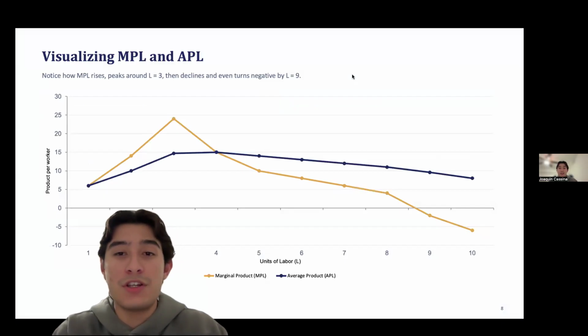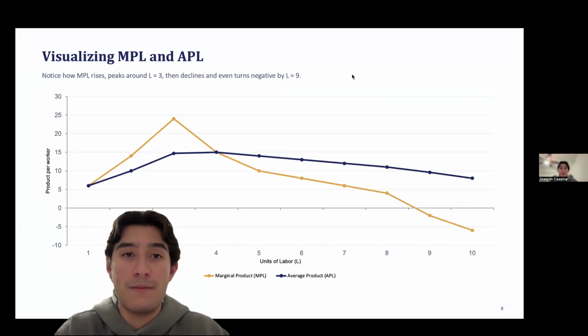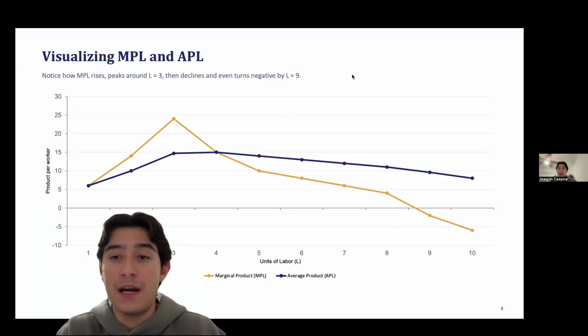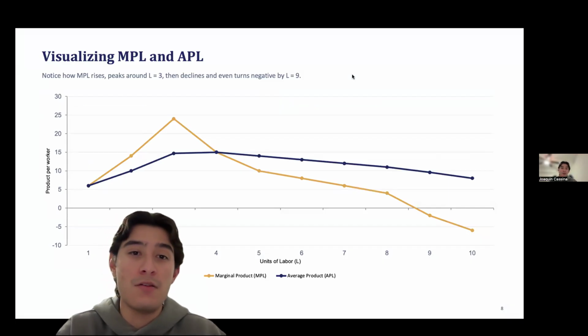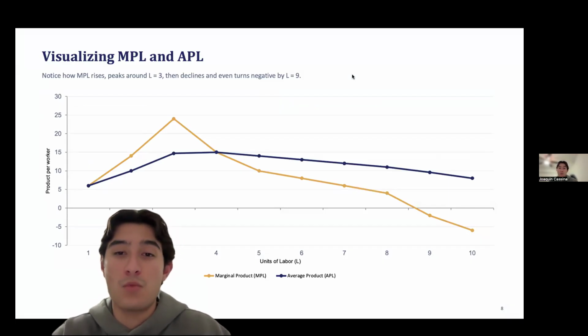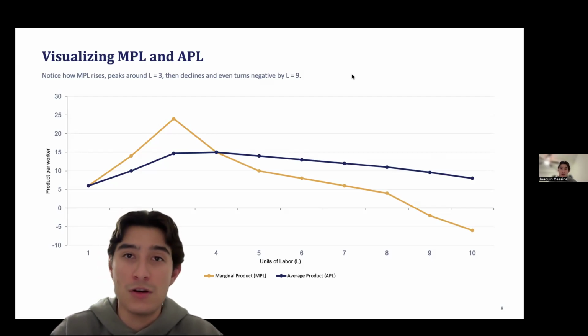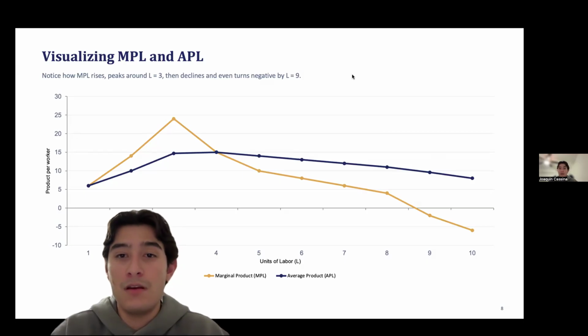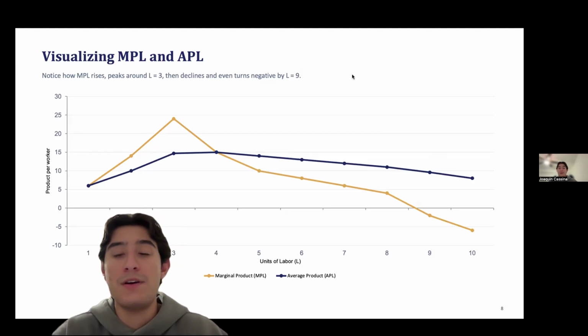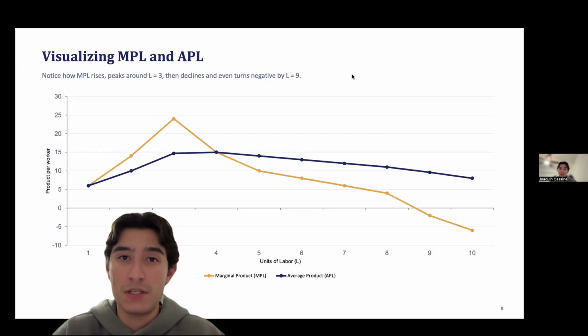You can see that relationship really clearly on this graph. MPL, which is the gold line, shoots up really fast, peaks around the third worker, and then declines, eventually going negative by the ninth worker. APL, which is the navy line, rises more gradually, peaks a little later, and then starts to decline more slowly. Notice MPL crosses APL right at its peak, just like we said.